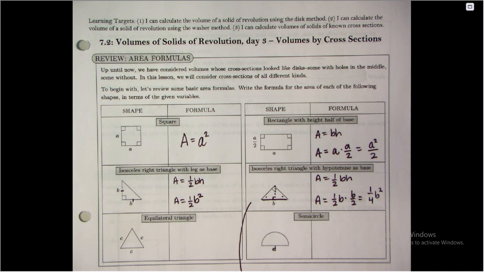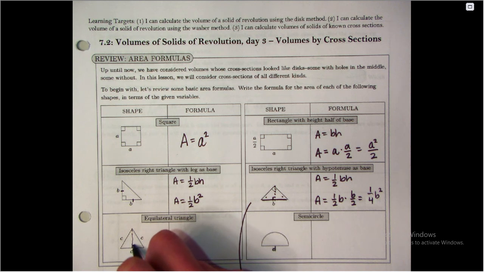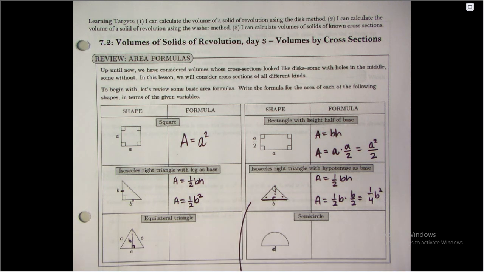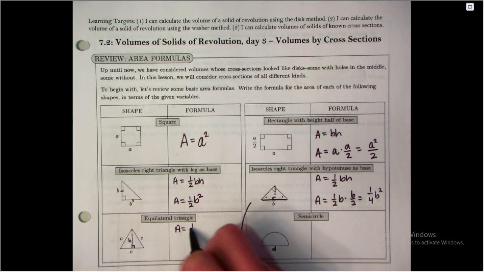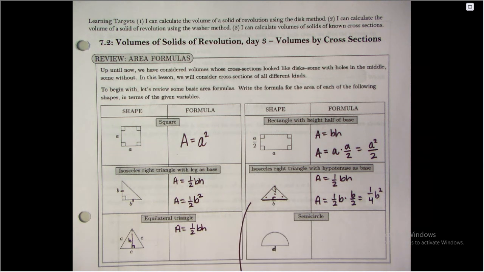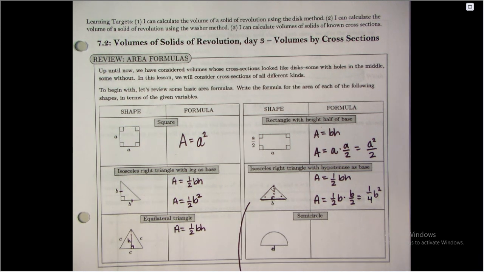b squared. If you have an equilateral triangle where you know one side length, again, if we want to find the area, we would need to calculate our height. So 1/2 base times height. In an equilateral triangle, you're dealing with a 60-degree angle, and you have that same symmetry, so this leg would be C over 2.